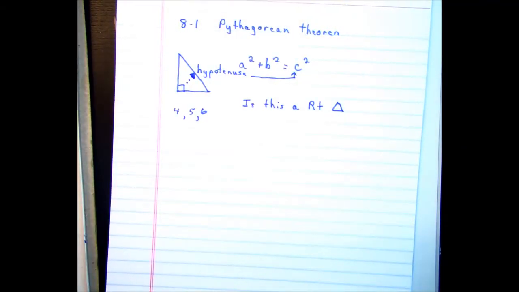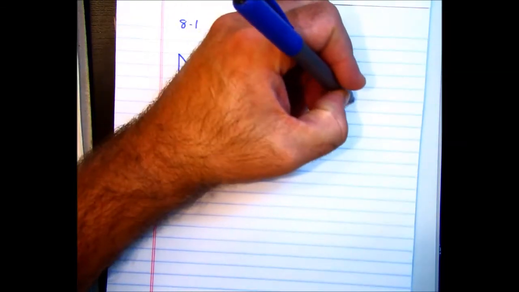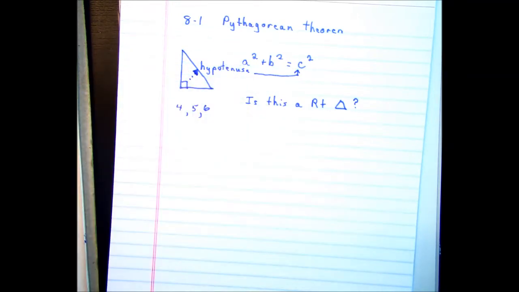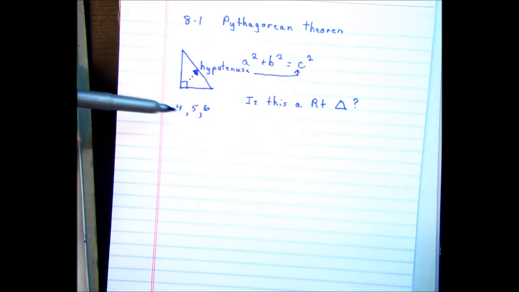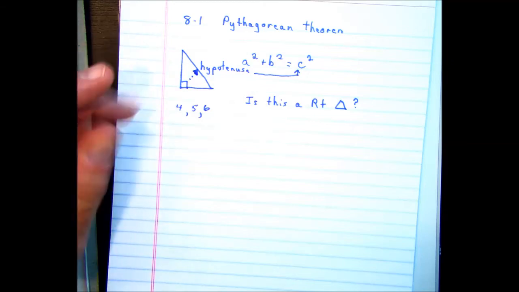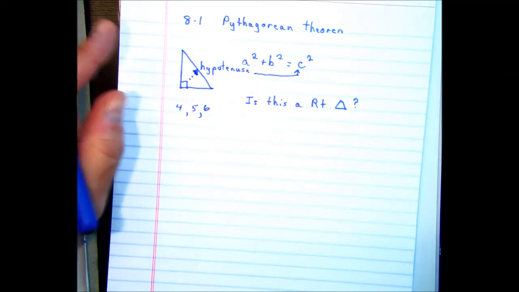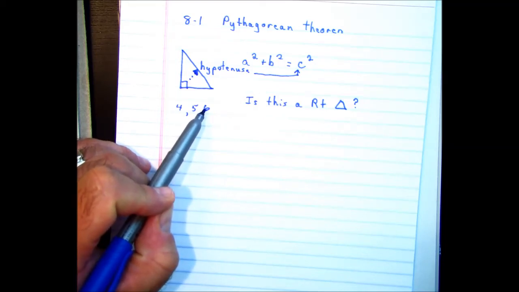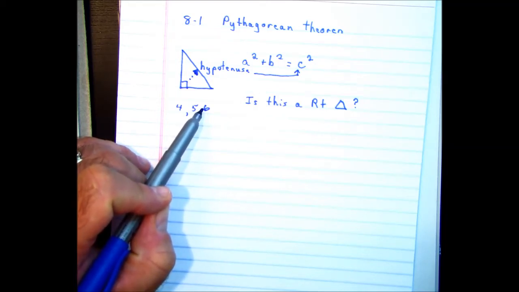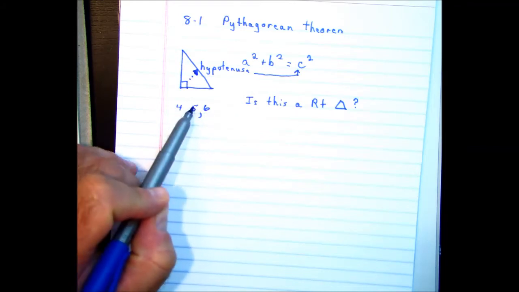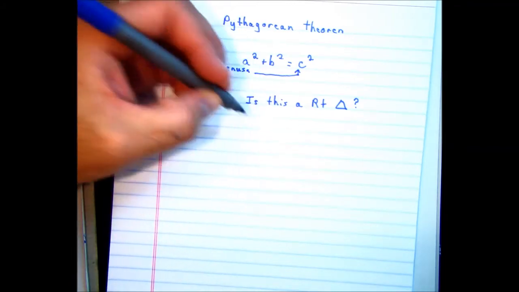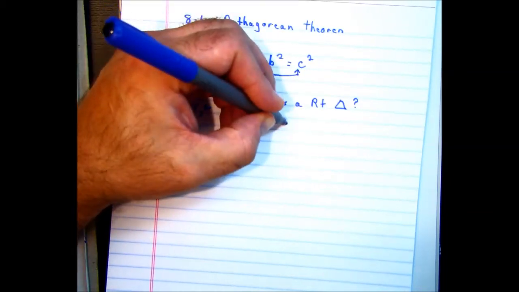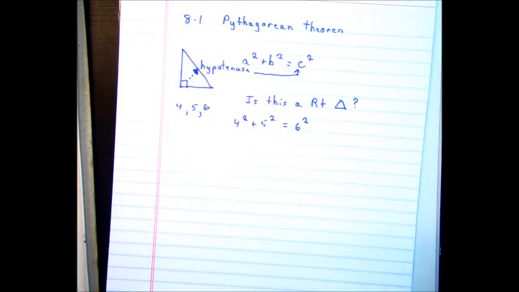Well, how do I know? It must coincide with this formula. Well, they haven't given me which one of these is A, which one is B, and which one is C. And yes, they have. C is always the biggest. If it's going to work, C has to be the biggest. It doesn't matter which one is A or B. So let's try the formula then. We would have 4 squared plus 5 squared, and it must equal 6 squared.